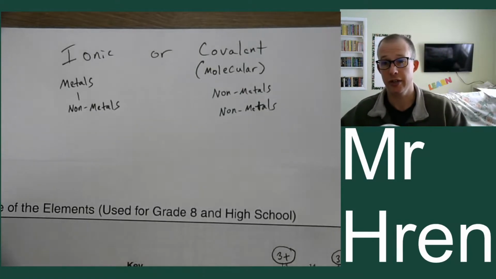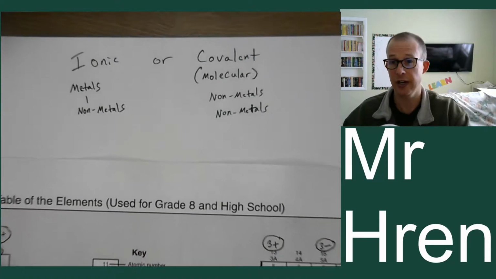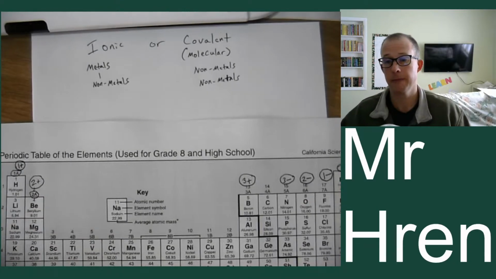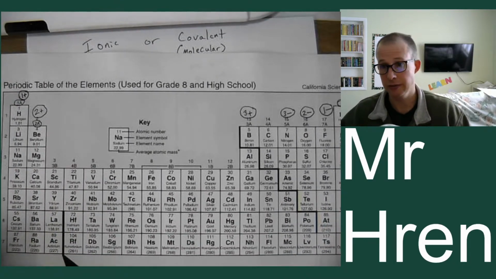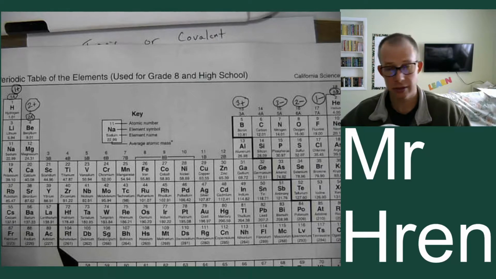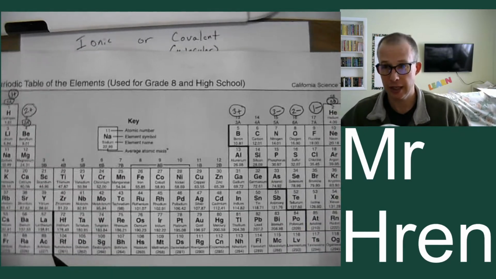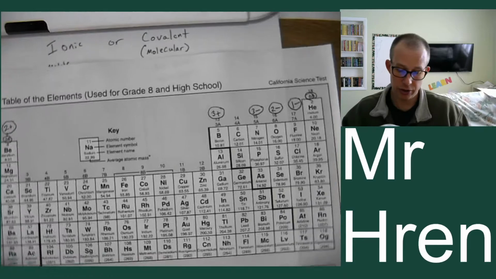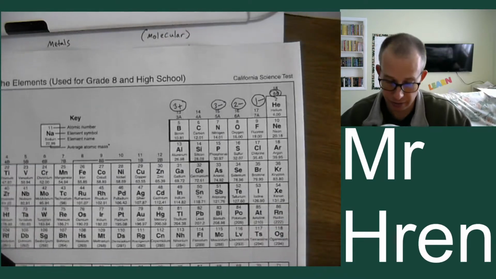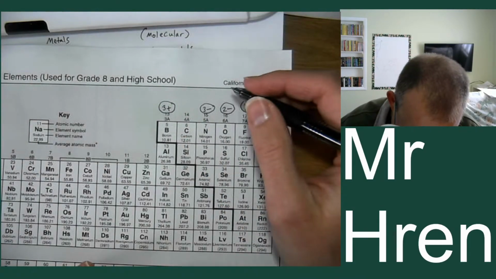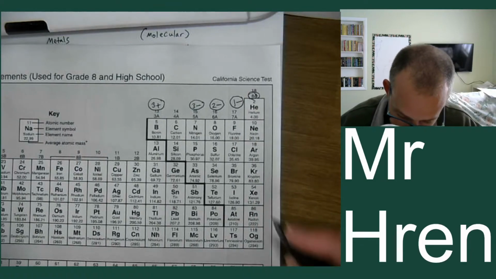And the only challenging thing about this is that you've got to be able to identify what's a metal and what's not a metal, right? So to do that, let's take a look at the periodic table again, which is useful. We are going to look at this little black stair-step line. This is where we're going to differentiate.